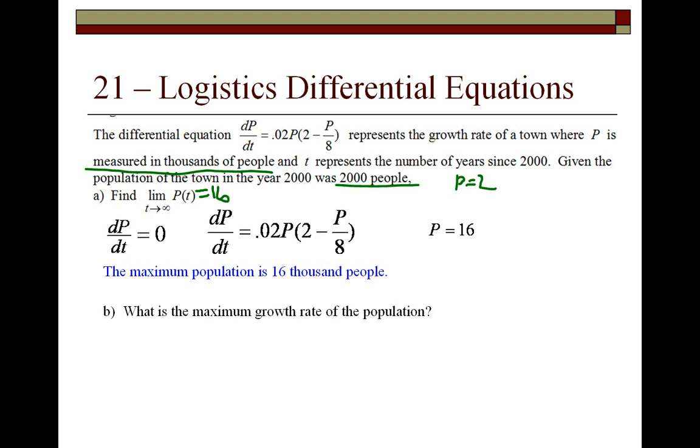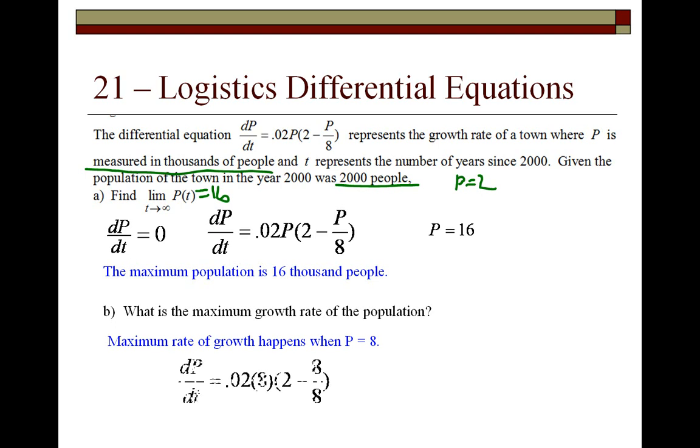And it says, what is the maximum growth rate of the population? Well, the maximum rate happens when P equals 8. It's half the limiting capacity. So if I plug in 8 in that equation, I'm going to get 0.02 times 8, times (2 minus 8 over 8, which is 1). So this is 0.02 times 8, that's 0.16. So my maximum growth rate happens when P is equal to 8. The growth rate itself is 0.16.